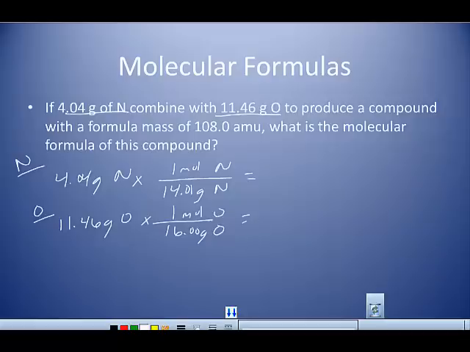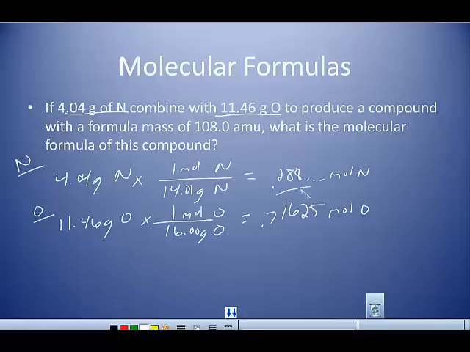So if I take 4.04, I get 0.2883, just more numbers, moles of nitrogen. And if I do the oxygen, I'm going to get 0.716 and 25. That's all the numbers, so I'm just going to use them.